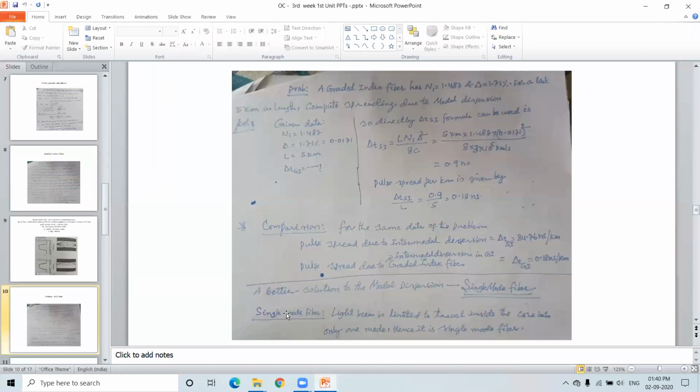Now, the better solution to the modal dispersion is, we are going to talk about another kind of optical fiber. That is a single mode optical fiber.